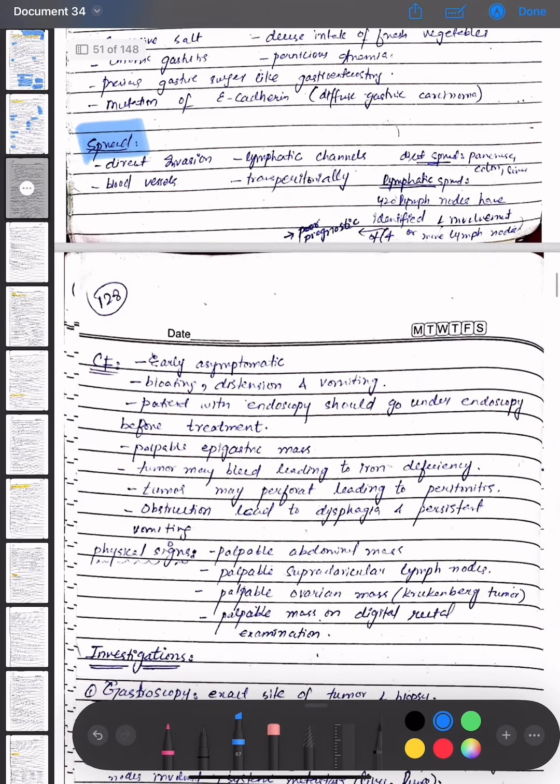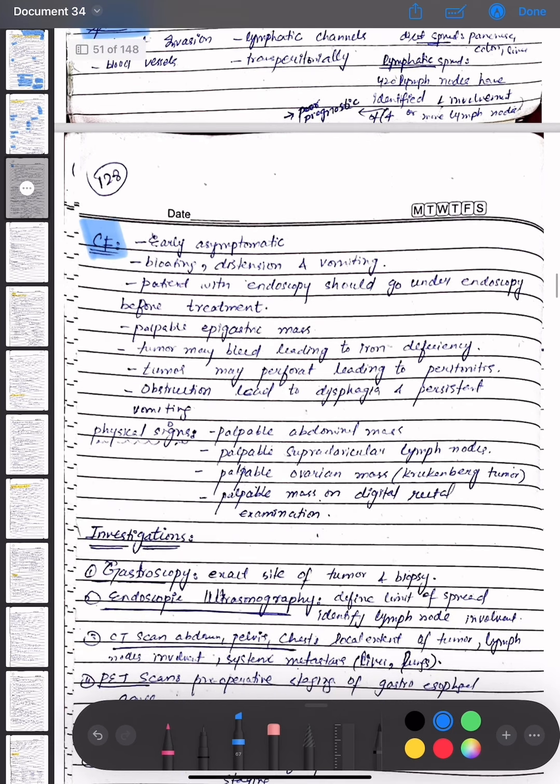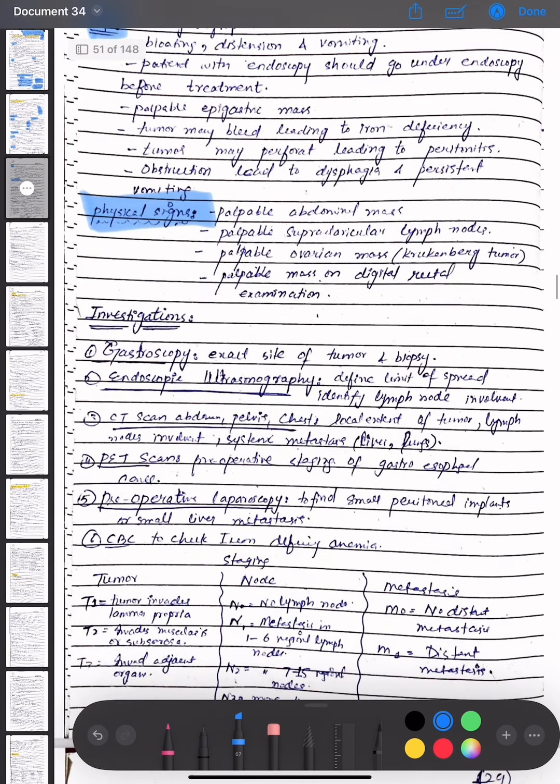Okay, what are the clinical features? These are early and asymptomatic, then bloating, distension and vomiting. The patient should undergo endoscopy before treatment. There may be a palpable epigastric mass; the tumor may bleed leading to iron deficiency, or perforate leading to peritonitis. Obstruction leads to dysphagia and persistent vomiting. The physical signs are a palpable abdominal mass, palpable supraclavicular lymph nodes, a palpable ovarian mass (Krukenberg tumor), and a palpable mass on digital rectal examination. What are the investigation options?